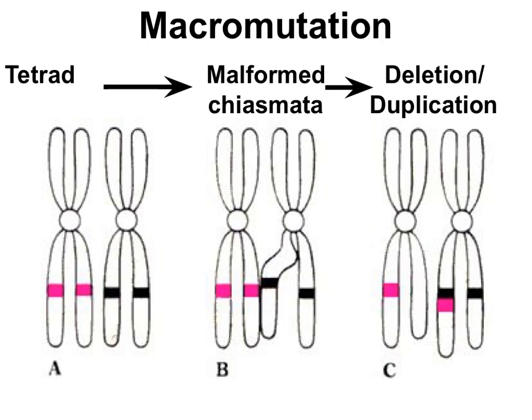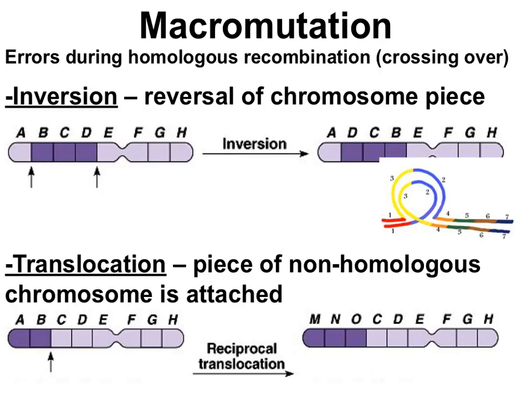Next, we have inversion and translocation macromutations. Inversion is what it sounds like. A piece of chromosome gets flipped or inverted during crossing over. So you see that A, B, C, D, E turns into A, D, C, B, E, where the B, C, D chunk got inverted or flipped.